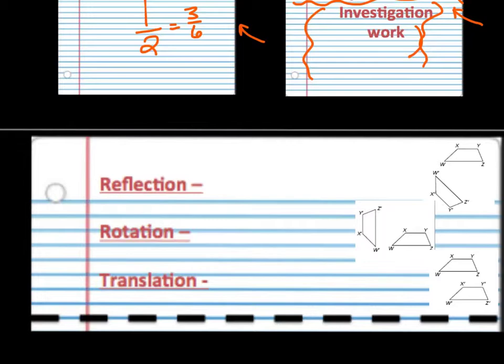A reflection, we can describe that as a flip. A rotation, we can describe that as a turn. And a translation is a slide. So essentially, a reflection is we're flipping something over something else.